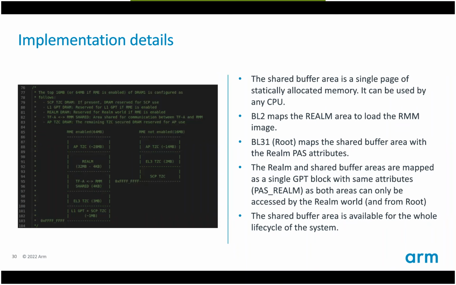So BL31 only needs to access the shared area. BL31 doesn't need to access the ROM area. The ROM area is only accessed by BL2 during image load. Yeah, BL31 only needs to access the shared area. Finally, the shared buffer area must be available for the whole life cycle.